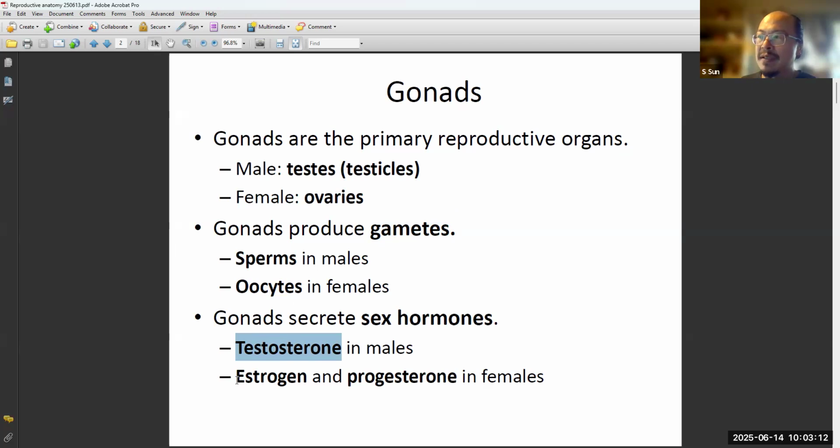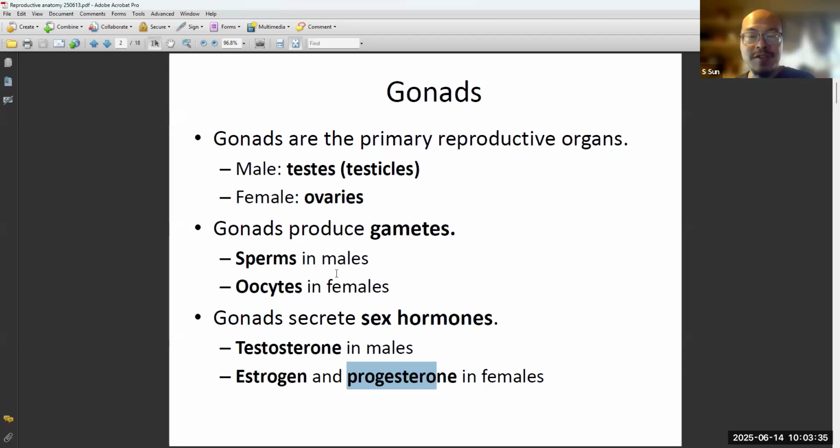In female, it's estrogen and progesterone, and these two come from the ovaries. So ovaries produce oocytes, and they produce estrogen and progesterone. Testes or testicles produce sperm, and they also produce testosterone. So that's the male and the female.